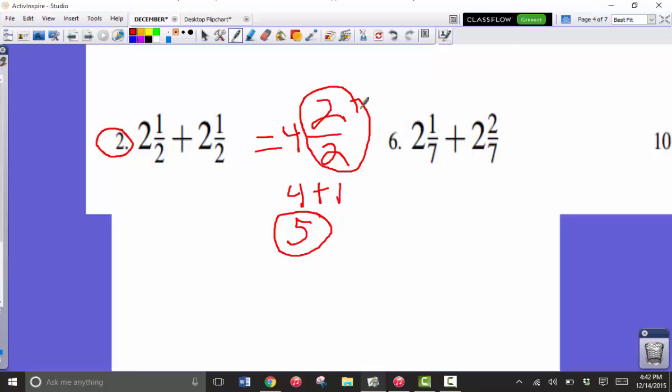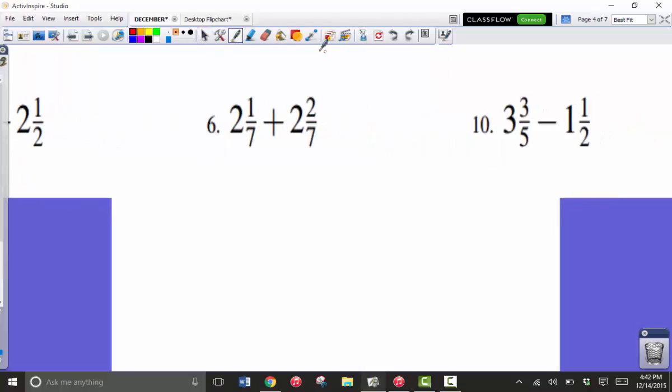I'm going to do number 6. Number 6 is not going to come out as a whole number, but I want you to be able to see the difference between having the same bottom number in which you're going to end up with a whole number for your answer, or having the same bottom number and you're not going to end up with a whole number for the answer.